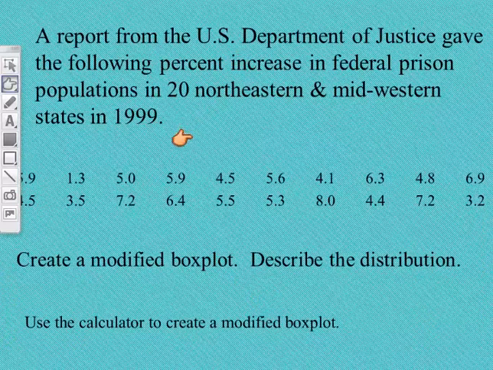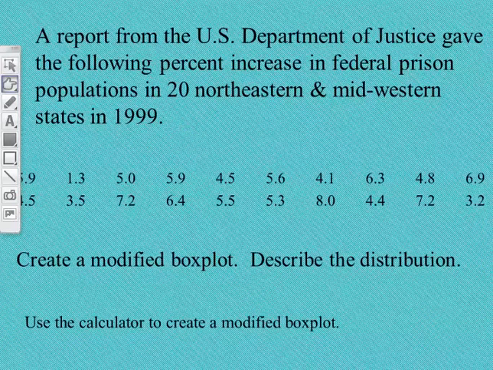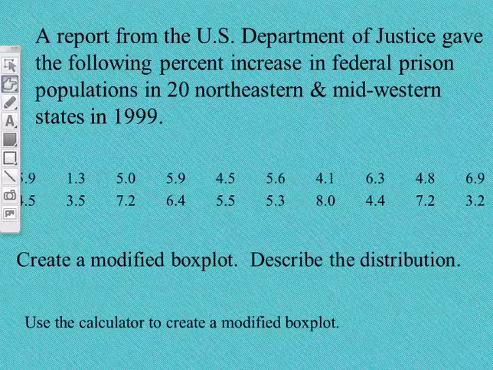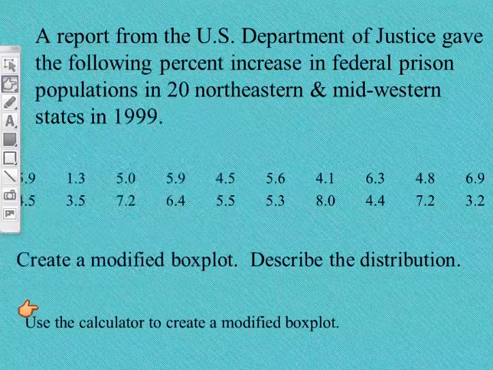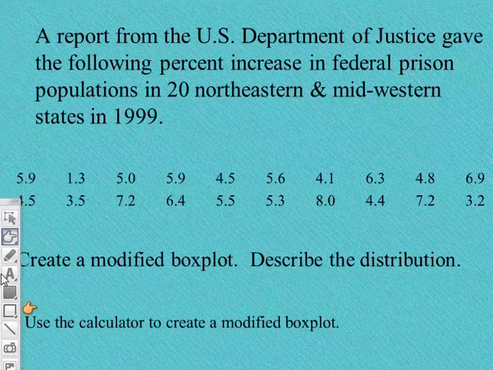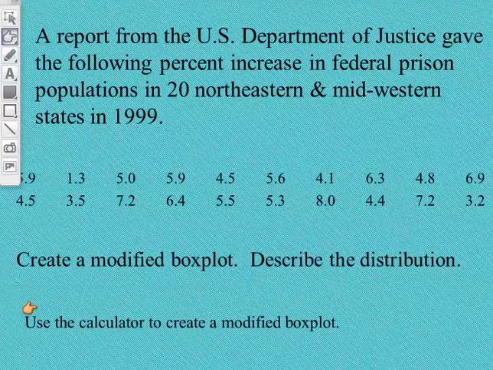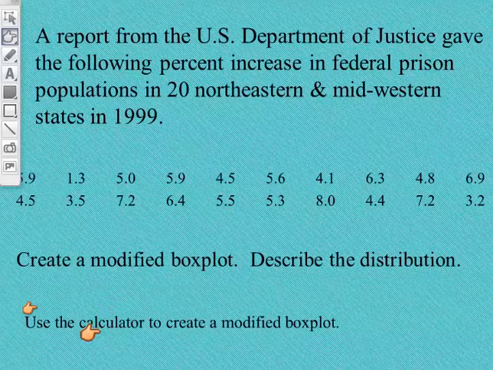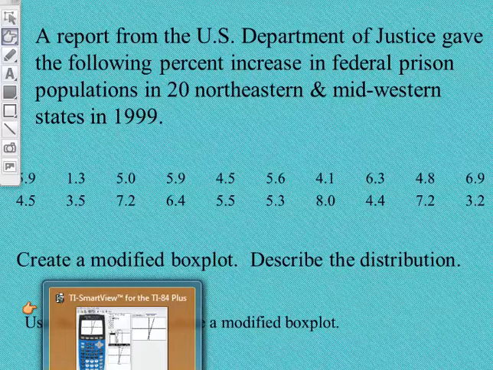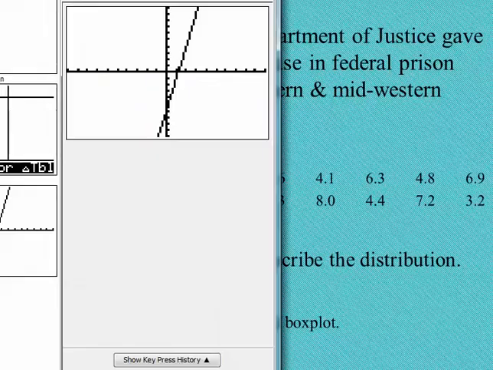So here's the Department of Justice gave us the following percent increase in federal prison populations in 20 northeastern and midwestern states in 1999. And you can see there's several sets of data here, and that's my calculator starting up. So we got 5.9, 1.3, 5.0, 5.9, 4.5, etc. It says use a modified box plot to describe the distribution. And we want to use a calculator to do it. How can we do this with a calculator?